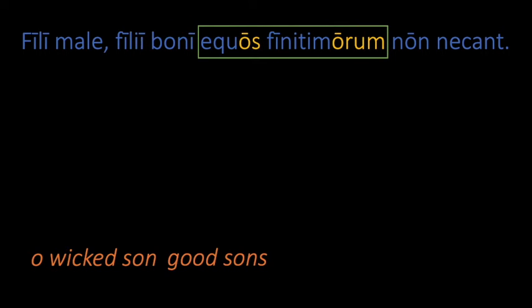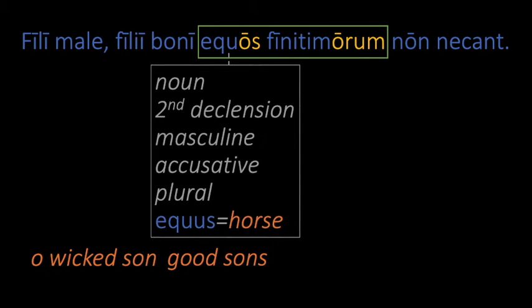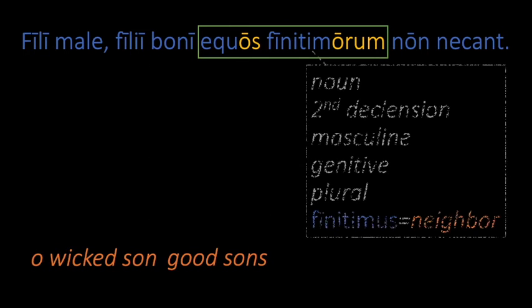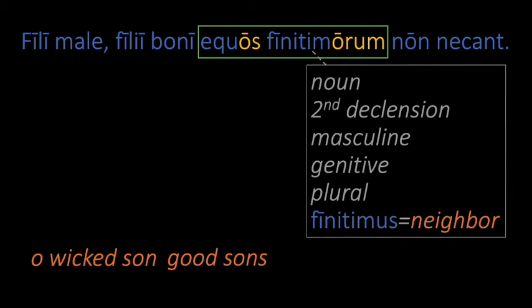On to equos finitimorum. Equos is the accusative plural form of the base equus, which means horse. Finitimorum is the genitive plural of the base finitimus, which is being used as a noun this time. In its noun or substantive sense, finitimus means neighbor. Here it is possessive with equos, so the phrase becomes the horses of neighbors.